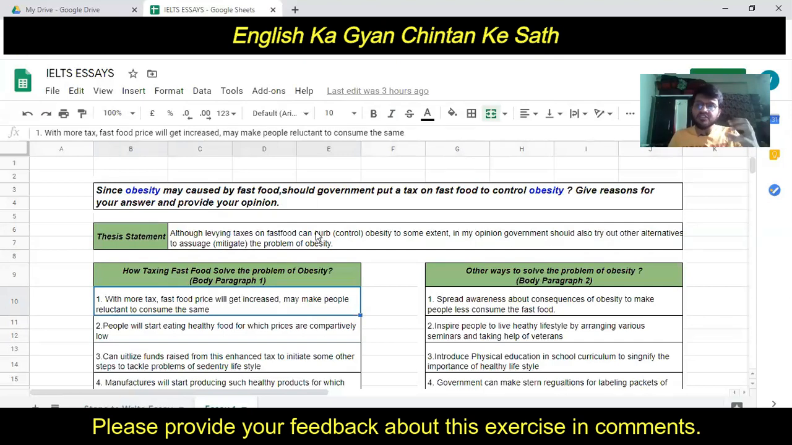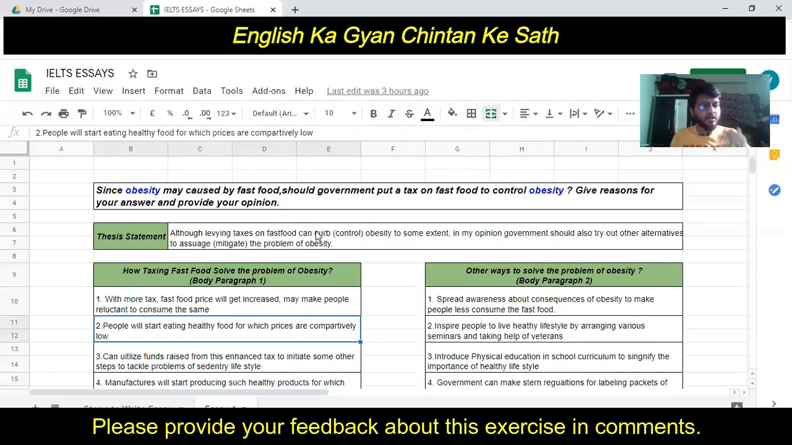यानी कि जब टैक्स अप्लाई हो गए, उससे फास्ट फूड का प्राइस बढ़ेगा. And if the price goes high, then people की वो फास्ट फूड खाने की इच्छा कम होगी, because the price is high, and owing to that reason their habit of eating more fast food will gradually decrease, and in a gradual way the problem of obesity will be resolved. So that is the first point that you can write in your body paragraph 1.